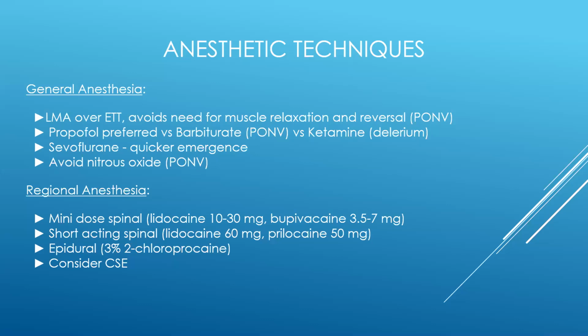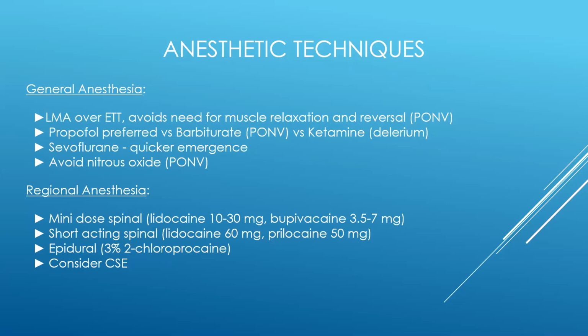This avoids the need for muscle relaxation and reversal, which is associated with postoperative nausea and vomiting. Propofol as an induction agent is preferred versus a barbiturate, again for the nausea and vomiting, or ketamine. The shorter acting inhaled agents like sevoflurane are preferred for their quicker emergence. And there is a tendency to avoid nitrous oxide because of its association with nausea and vomiting.